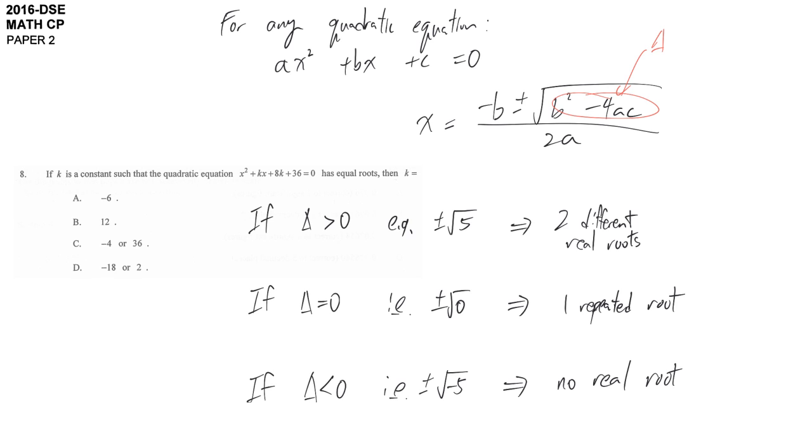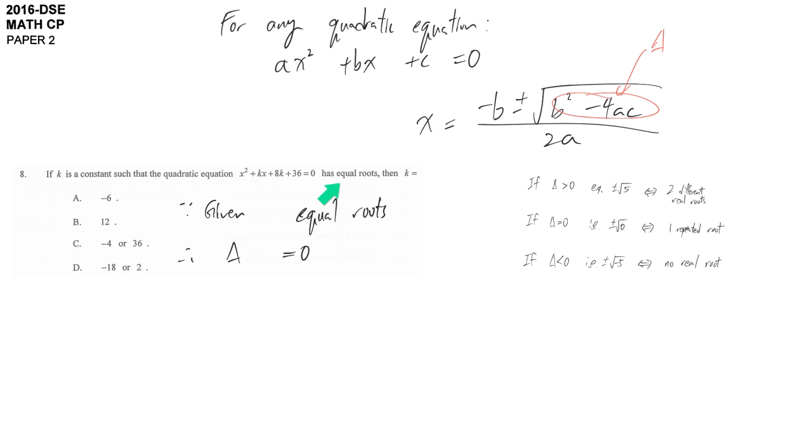And beware that this is a two-direction conclusion, which means if they say that it's one repeated root, you know automatically that the indicator delta equals 0. So applying to this case, they say one equal real root, so they are implying that the indicator is equal to 0. So in this question, given there are equal roots, we know the indicator equals 0. That means b squared minus 4ac is equal to 0.